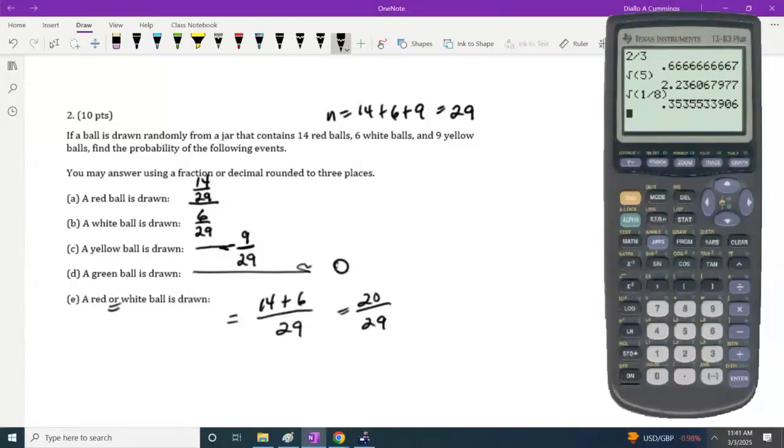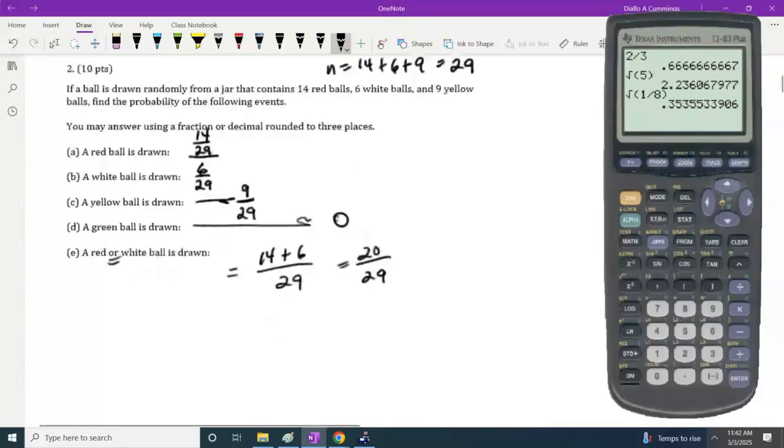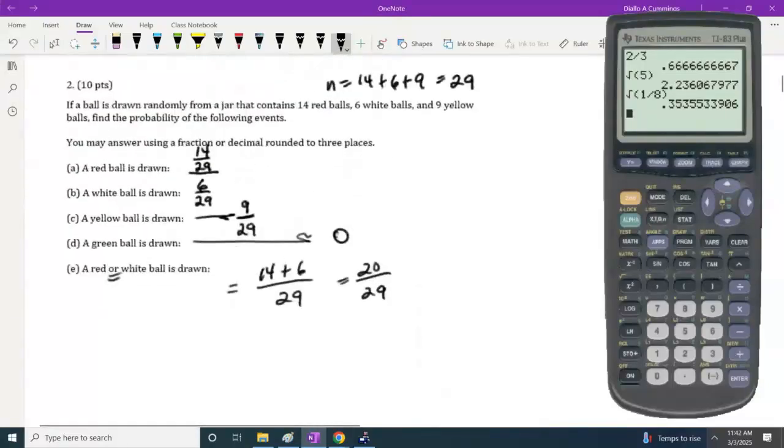So notice that was that word "or." But these events are what? Mutually exclusive, which means they can't happen at the same time. The ball has to be either red or white. We don't have any red-white balls in the jar. All right, so that's mutually exclusive. Any questions about 2?